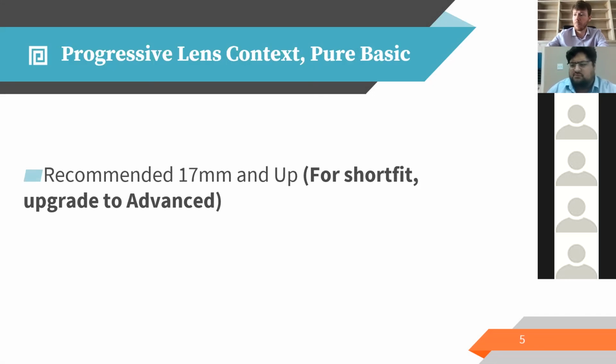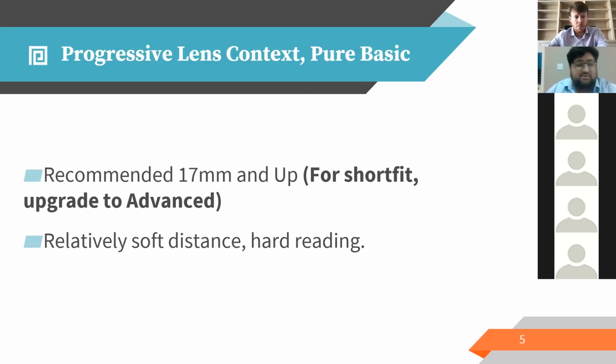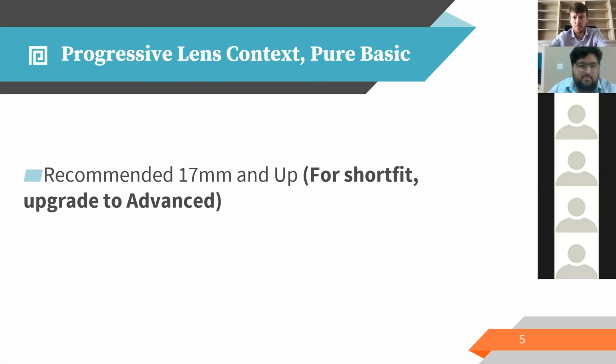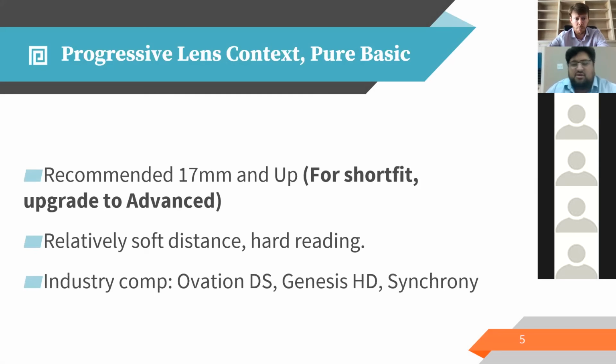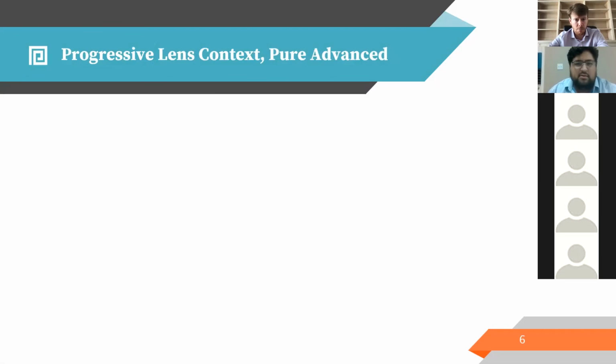If for whatever reason you've got a 16 or 15 and you start getting down in terms of the fitting height, you really should step up to something like the Advanced or even the Advanced Short. Relatively soft distance paired with hard reading. So they're going to tailor that corridor a little bit for distance differently than they do for reading. So it's not just necessarily a straight hard design or soft design. And you can compare that to your entry-level digital product from just about anyone: Synchrony, Shamir's Genesis, the Ovation DS. So nothing too sophisticated, but it'll definitely get the job done really well.